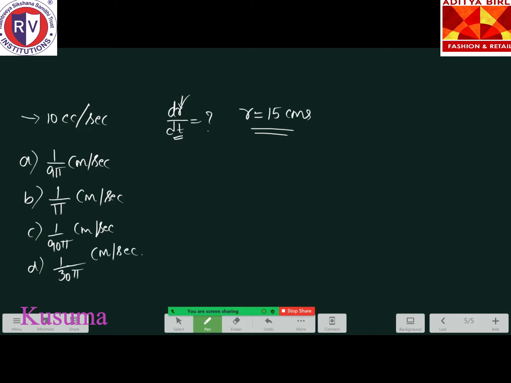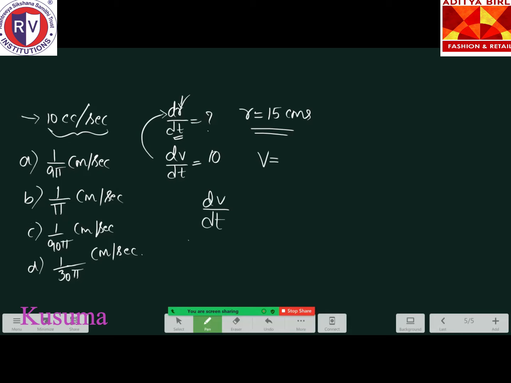Okay. So here, look at this. The volume is being increased by 10 cubic centimeter per second. So what is given to us is dv by dt. They have provided dv by dt, which is 10. So, using this, you have to find out the rate of change of radius. Okay. So we have dv by dt as 10. So find out the volume of a sphere in terms of r. If we substitute here, we will get dr by dt.